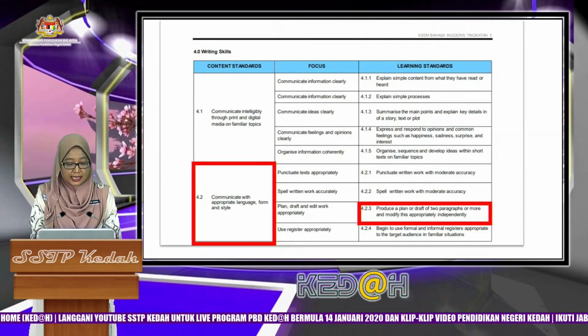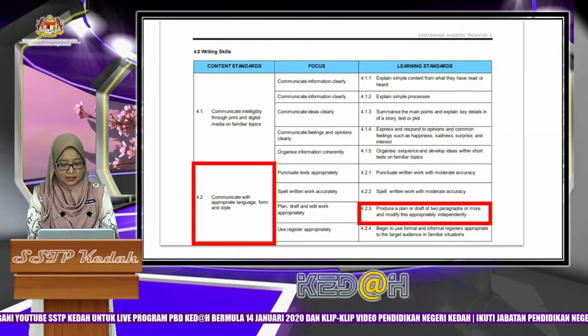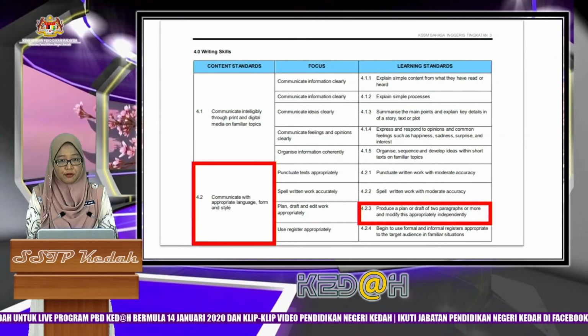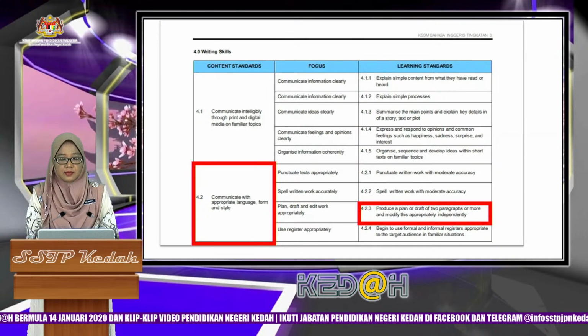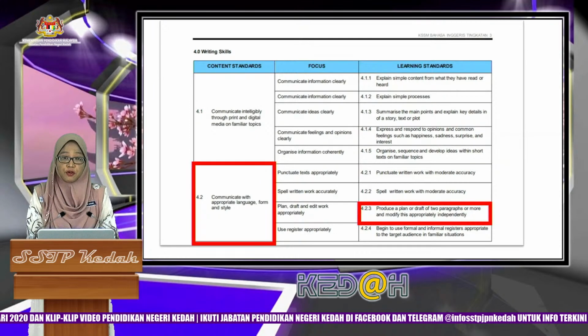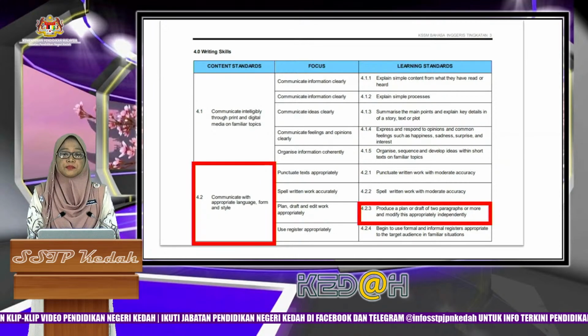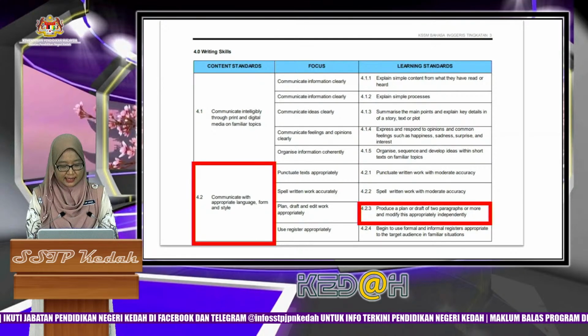For the lesson I am sharing later, I'll be focusing on the writing skills. The content standard I've chosen for this lesson is Writing 4.2, Communicate with Appropriate Language, Form and Style. And the learning standard I have chosen is 4.2.3, Produce a plan or draft of 2 paragraphs or more and modify this appropriately independently.